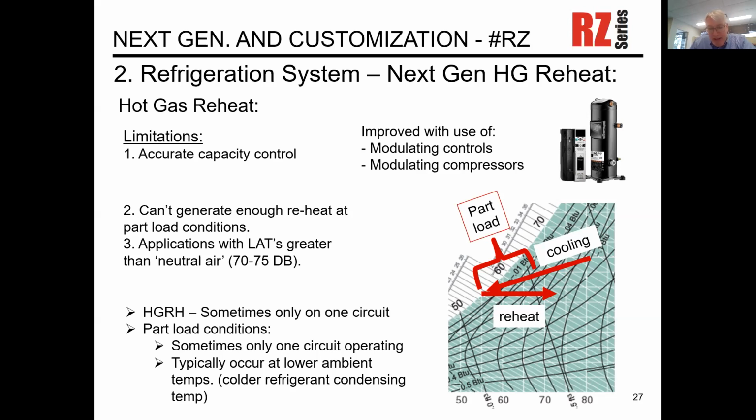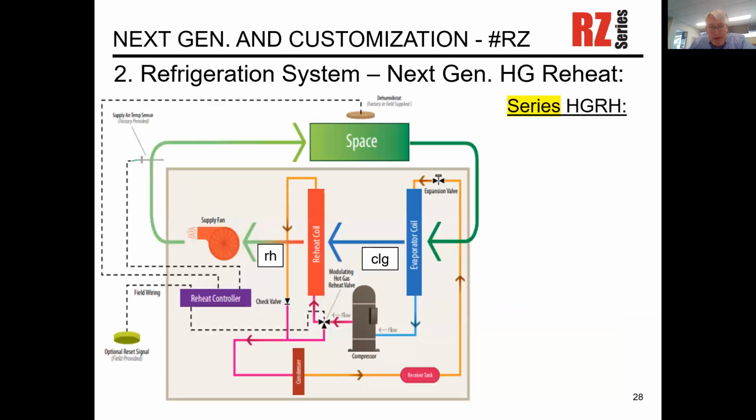So instead of being 95 or 90, it's in the 70, 65 degree range, et cetera. So what ends up happening is the refrigerant temperature we have available is colder than if it's used when it's 95 degrees out. So here's a simple schematic showing a series hot gas reheat.